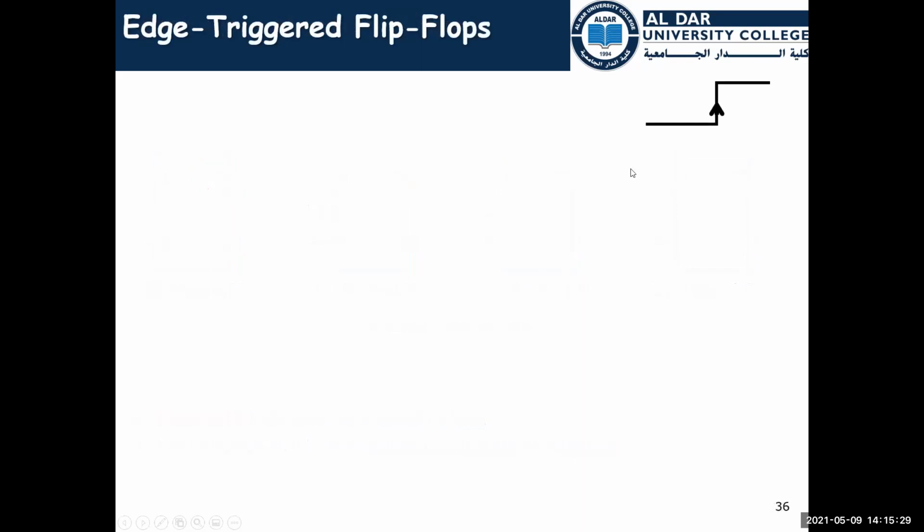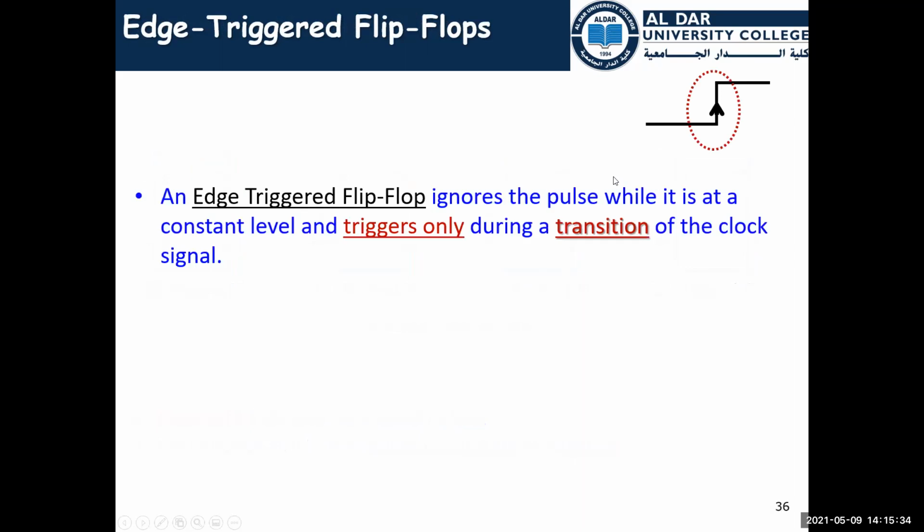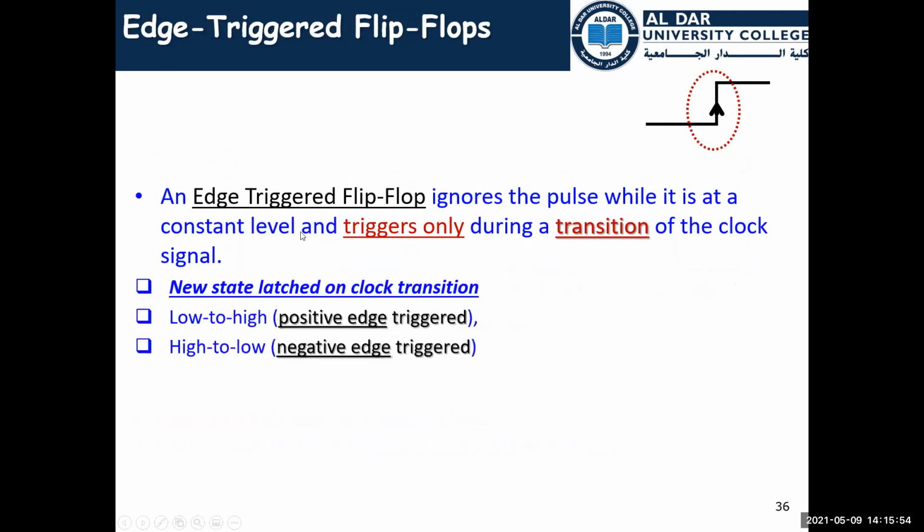This is an edge triggered flip-flop. This is the concept of edge triggered. The edge triggered flip-flop ignores the pulse while it is at constant level and triggers only during the transition of the clock signal. So the activation signal is the transition from 0 to 1. This is a positive edge triggered flip-flop. From low to high is positive edge triggered, and from high to low is negative edge triggered flip-flop.